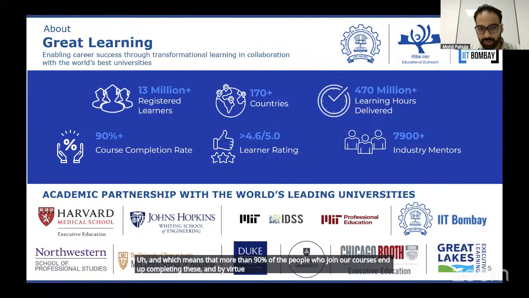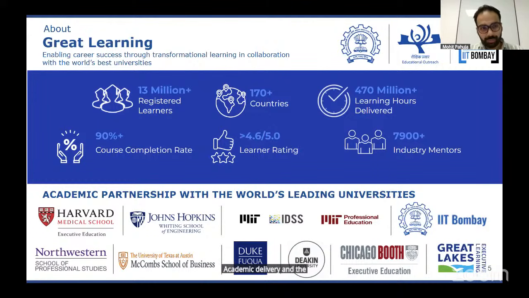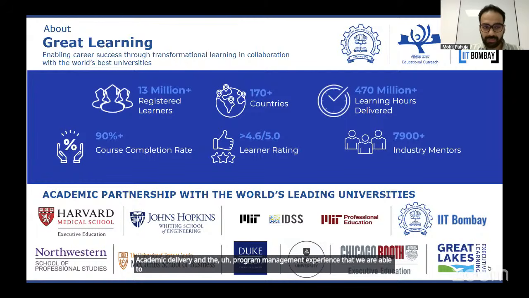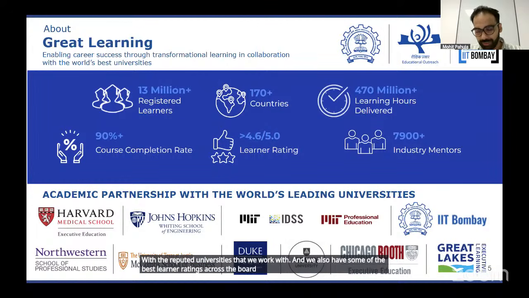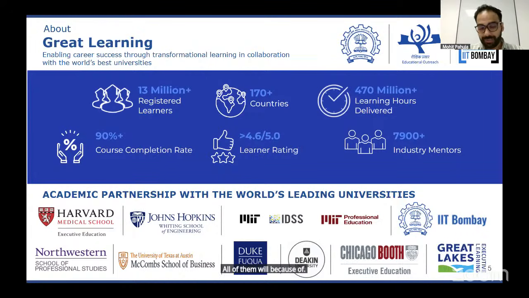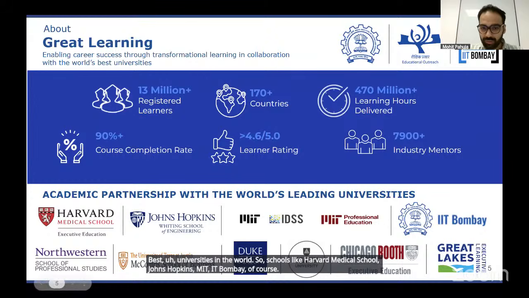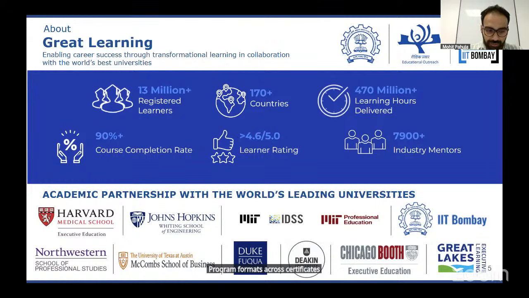This is made possible by the strong academic delivery and the program management experience that we are able to deliver in partnership with the reputed universities that we work with. We also have some of the best learner ratings across the board and a very large set of industry mentors that we work with. All of this is possible because of the strong academic partnerships that we have with some of the best universities in the world. Schools like Harvard Medical School, Johns Hopkins, MIT, IIT Bombay, of course, Northwestern, UT Austin, Deakin, Chicago Booth, and Great Lakes are some of the universities that we work very closely with. And in addition to this program, of course, we have multiple other program formats across certificates, degree programs, short duration, and long duration.